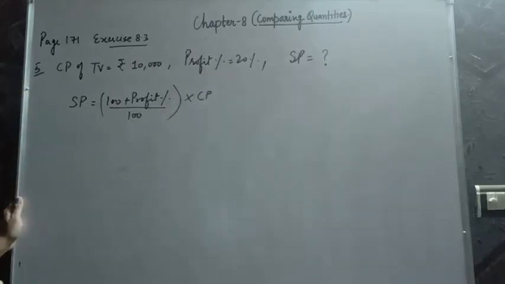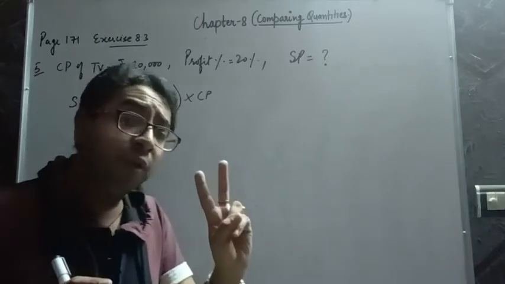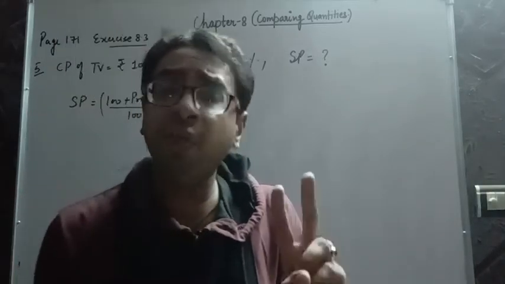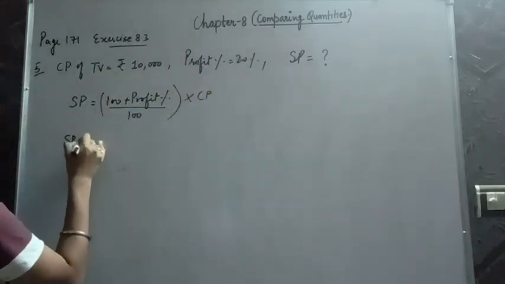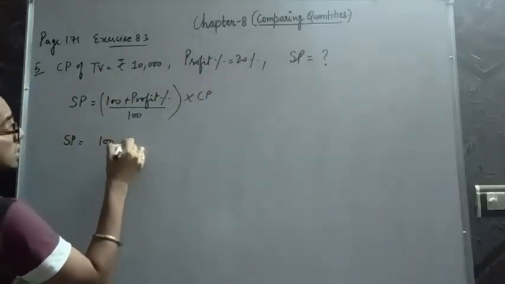Because this particular formula will really help you. It will save your time. It will save your calculations too. Very, very important, right? So we don't know SP. SP will remain SP only. What is profit percent? 20.